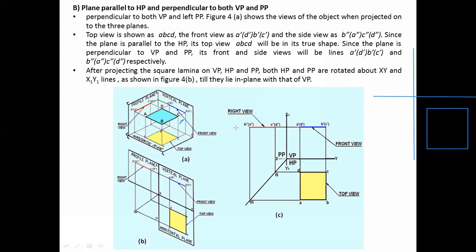Clear this much? Clear or not? Yes, sir. Now it will also be given how much distance it is away from HP. So we will take the projection of this. We will draw the projections of these, and whatever distance it is away from HP, that much distance we will measure, and we will draw one horizontal line. So this is the front view.